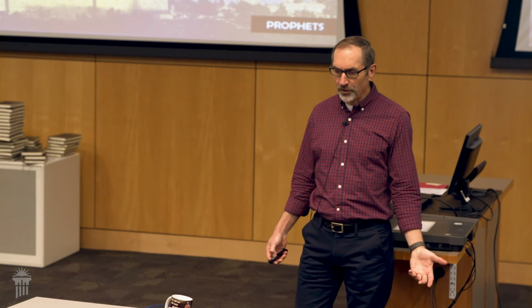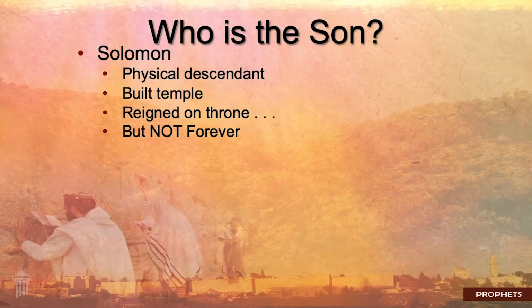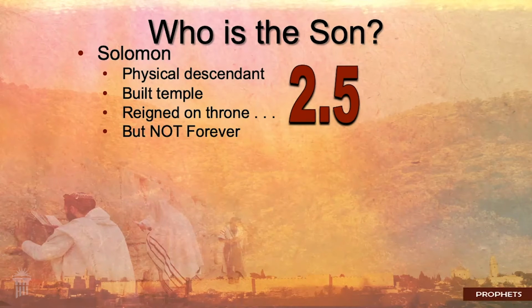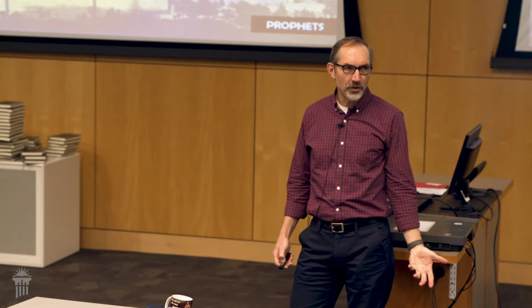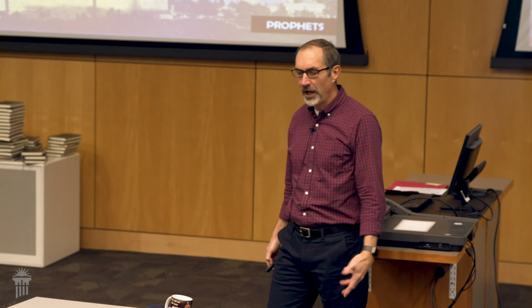Yeah, he doesn't reign forever. Oh man, he does not reign forever. So on a scale of 1 to 3 here, with physical, building a temple, and reigning on a throne, what shall we give him? If we're Olympic judges, what do we hold up? I'm going to give him a 2.5, don't you think? I mean, he reigns on the throne, just doesn't do it forever. So I'll give him a 2.5.